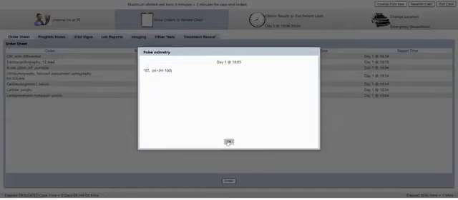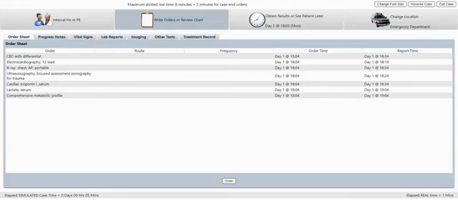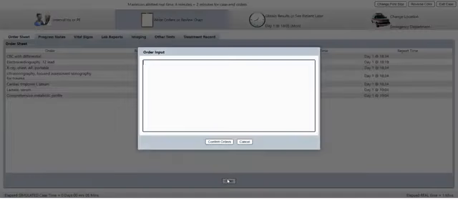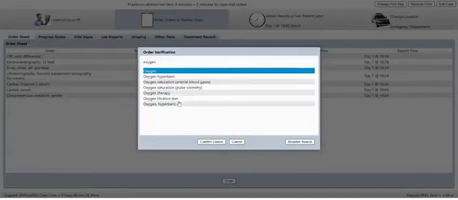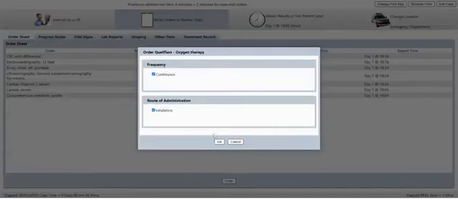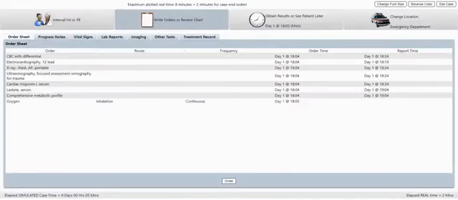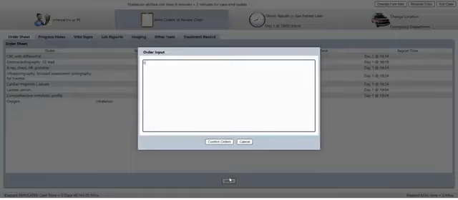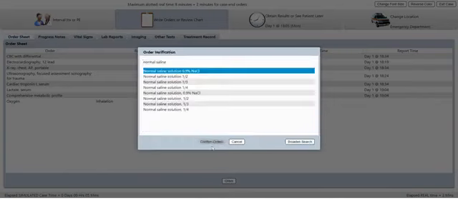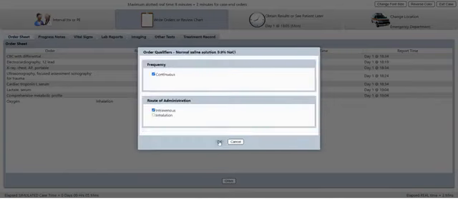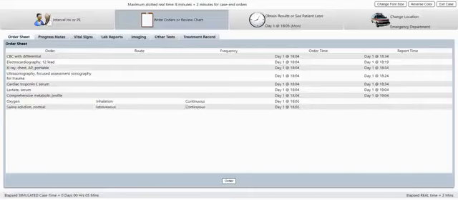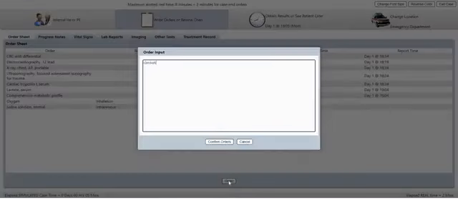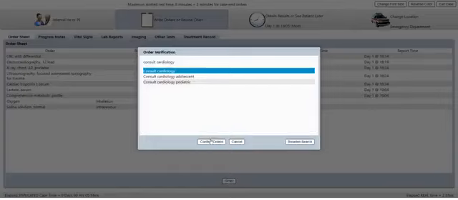Pulse ox 87. So let's go ahead and order some oxygen. Oxygen therapy, and that's good. And let's give her some IV fluids. So let's give her some normal saline. Yes, intravenous. And let's consult cardiology.